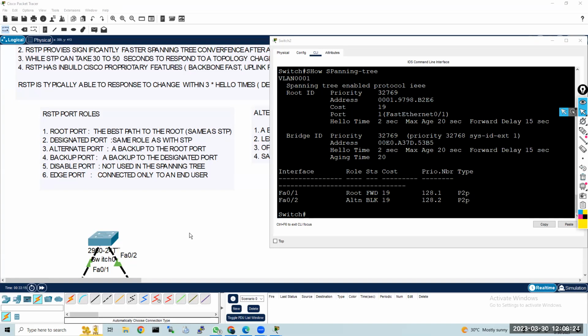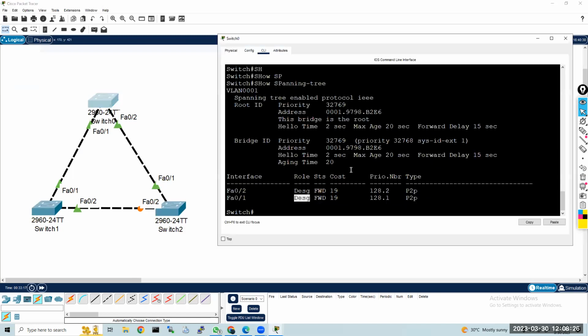Okay, now we can see, guys, what to notice here. Right now it is working in IEEE mode, correct. So how can I change this mode? How do I change this state?